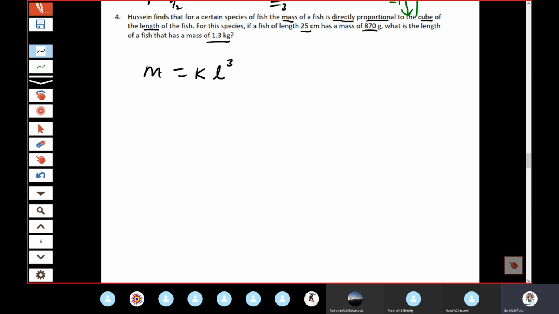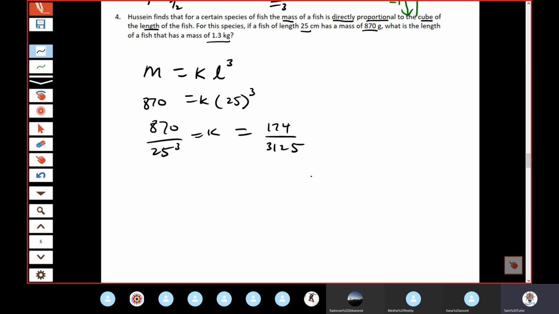So 25 centimeters, mass is 870. You always have to find your K. So 870 on 25 cubed equals K, which is 870 on 25 cubed. 174 on 3125. Or in other words, 0.05568.